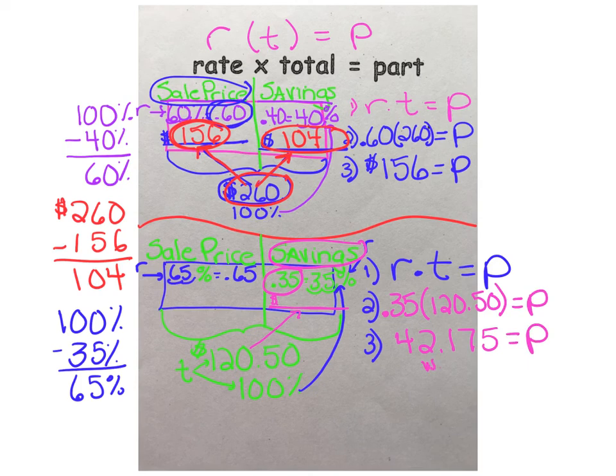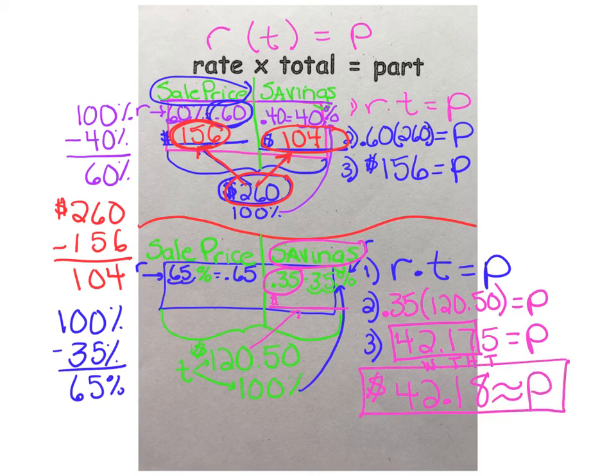We're going to have to round to the nearest penny, or the hundredths place. So, rounded to the nearest penny, we are going to save $42.18. Now, if I want the sale price, so I'm just going to jot down 42.18. I can use the formula all over again, but this time with the rate of 0.65.